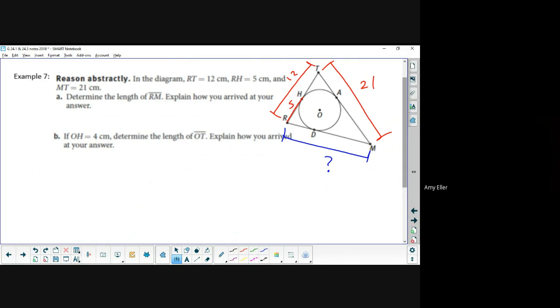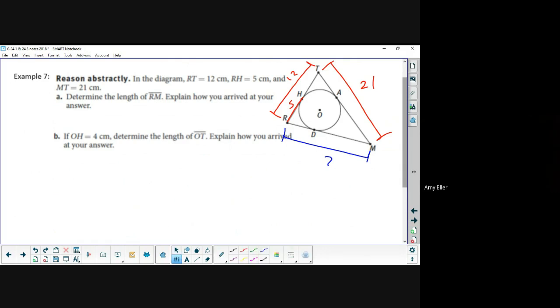This is not a right triangle. I don't have a radius and a tangent, so I'm not going to do 5 squared plus 21 squared equals c squared. It is not a right triangle. If it was, that'd be a great thing to do. Which theorem can we use to help us solve this problem?